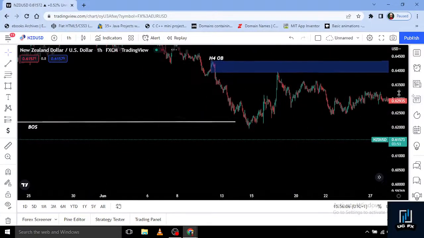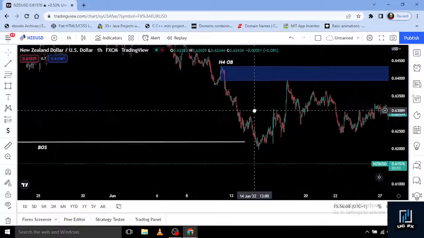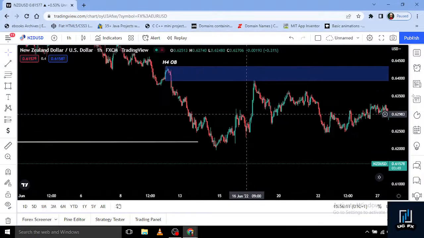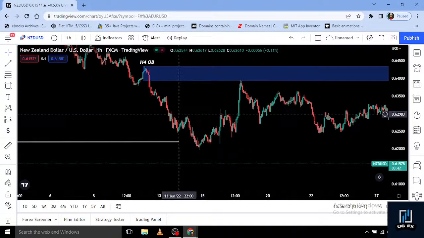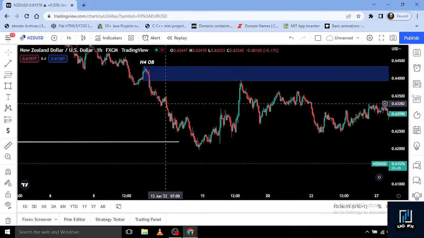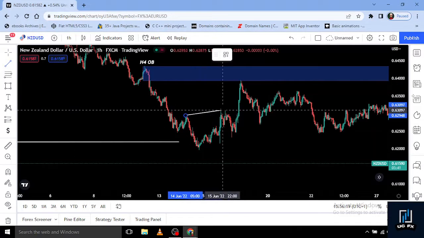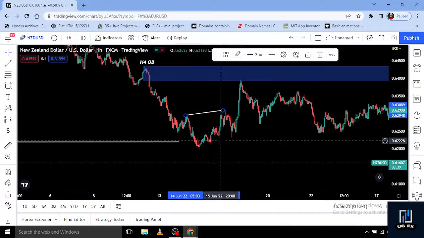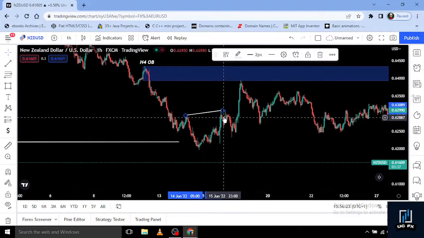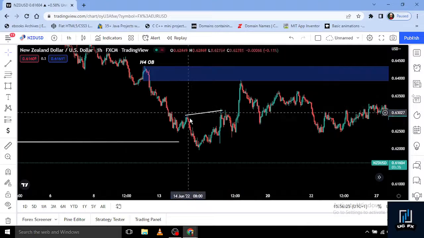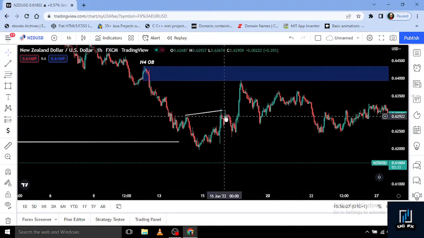Here on the 1-hour time frame, you would agree with me that we had liquidity inside this area, because traders, or less informed traders, were going short from this area. So this is liquidity because they were trapped short.